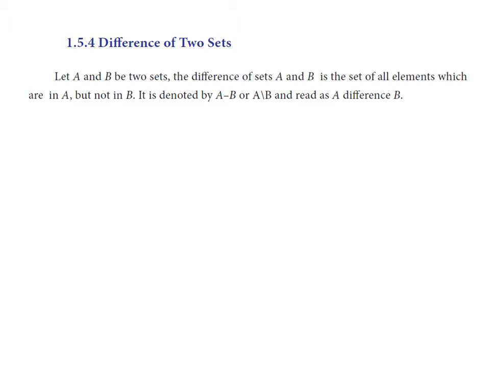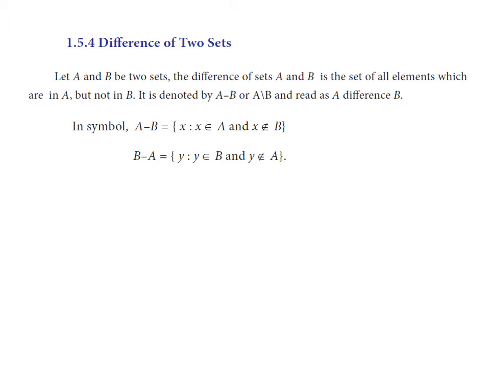Let A and B be two sets. The difference of sets A and B is the set of all elements which are in A but not in B. So note this point, which are in A but not in B. That element should not be in the set B. It is denoted by A minus B or A slash B and read as A difference B.